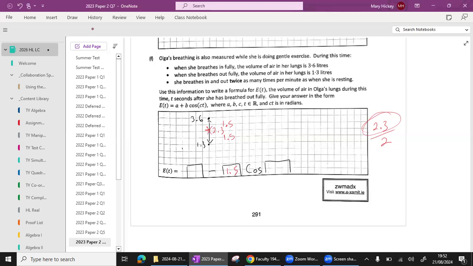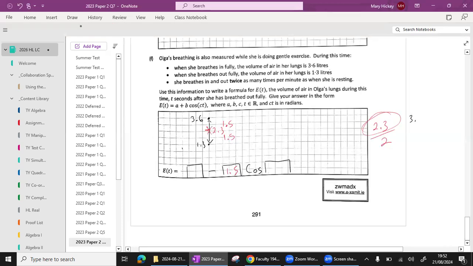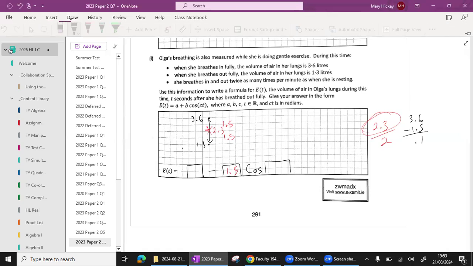Now you'll get the same answer. So let's try both ways. So we'll still show our working. So I'm going to do 3.6 minus 1.5. No, 1.15, sorry, 1.15. I knew I'd done something there.